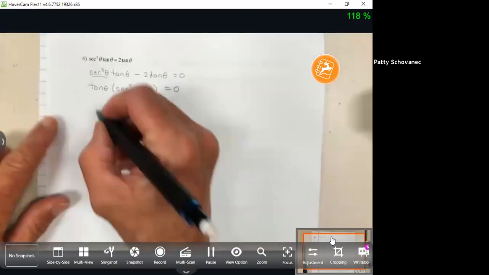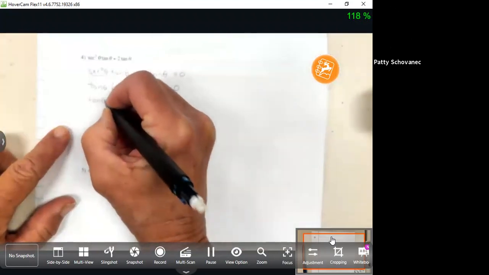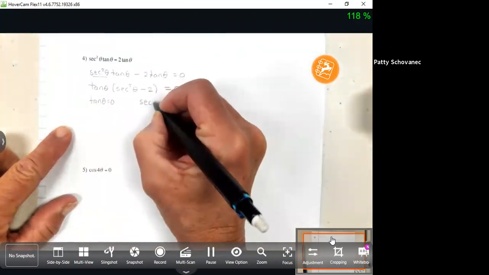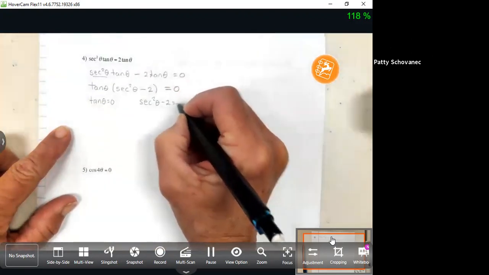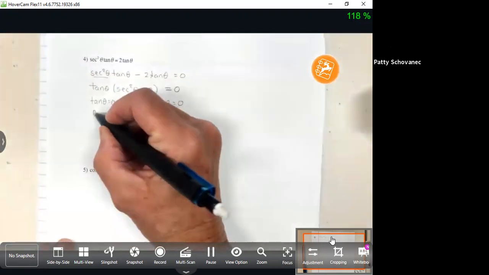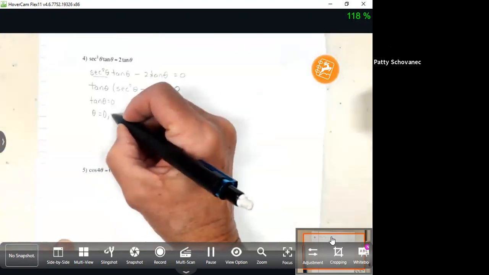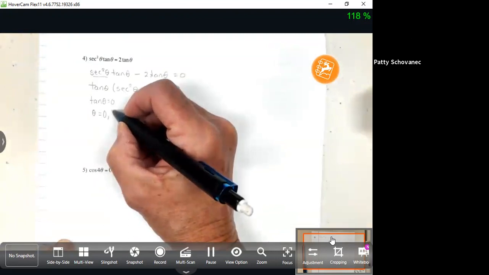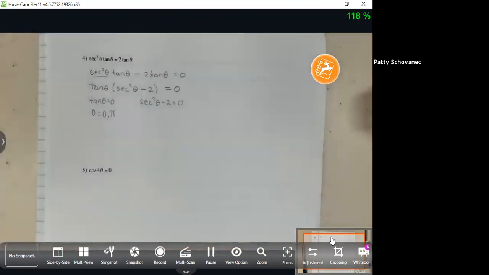And set each factor equal to 0. The first one gives me the equation tan theta is 0. The second one says secant squared theta minus 2 is 0. Tangent is 0 everywhere the sine is 0, because tangent is sine over cosine. Sine is 0 where? 0 and pi. Right? We just did that one. Sine is 0 at 0 and pi.